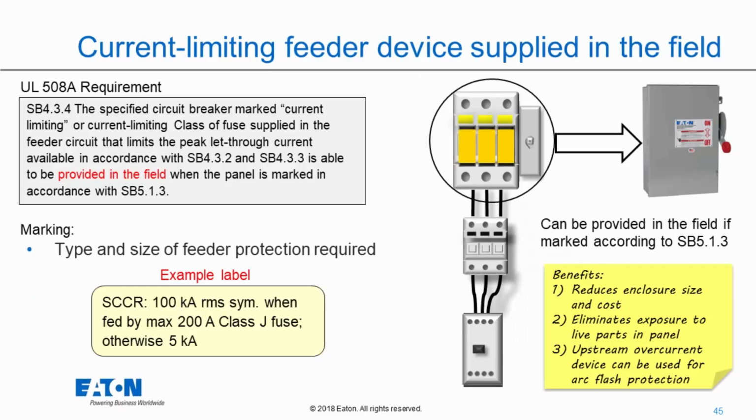Really quickly, I promised I would show you this, and I am following through on that promise: the current limiting device supplied in the field. This generally applies to a panel, and this is becoming more and more common, where you are being fed from something like a safety switch that has current limiting fuses in it. There are a lot of reasons to do this. One, it reduces the size of your enclosure if your main is outside of it.